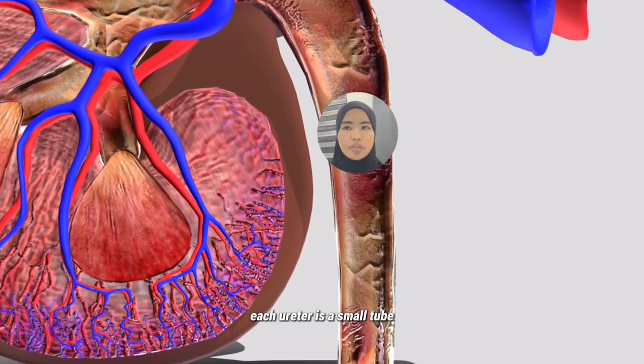Each ureter is a small tube about 25 cm long that carries urine from the renal pelvis to the urinary bladder. It descends from the renal pelvis along the posterior abdominal wall, which is behind the peritoneum, and enters the urinary bladder on the posterior inferior surface.